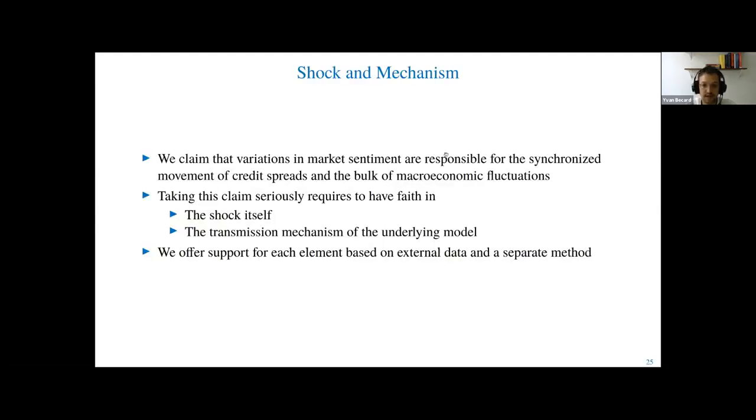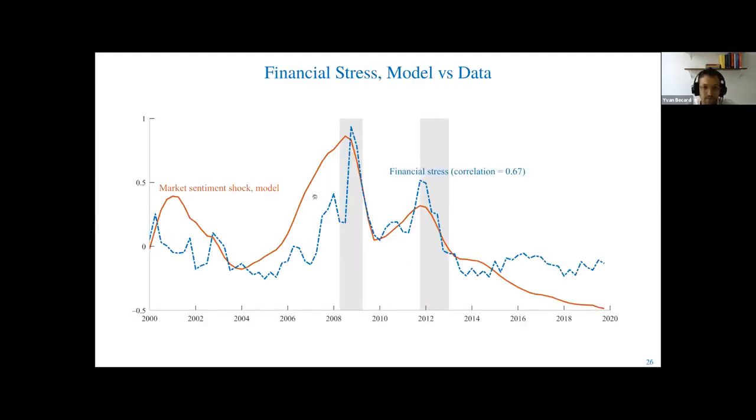Okay, and the last thing we do is ask, is this story plausible? So we take the shock coming from the model. This is a time series of the estimated market sentiment shock, and we compare it to a measure of financial stress, which we did not use in the estimation. This is a measure of systemic financial stress computed by the ECB in Europe, and you see that the correlation is fair enough. So this comes from the DSGE model, and this is the actual data. We think that our market sentiment shock is a fairly good gauge of financial stress, or market sentiment, if you want.